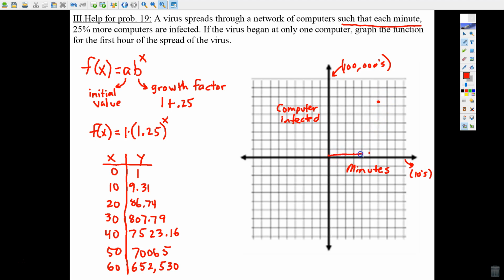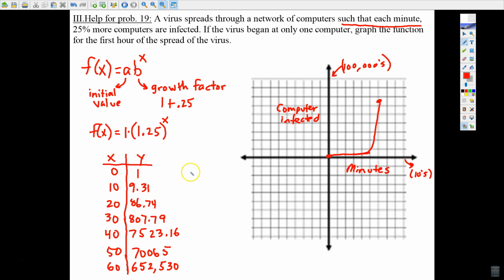So we have a graph that hugs the x-axis pretty close, and then you can see it jumps pretty quickly once we get up to 50 and 60 minutes. Since it said strictly for the first hour, there really isn't a need to extend this forever and ever. I would just let it stop there. So it would look something like that.